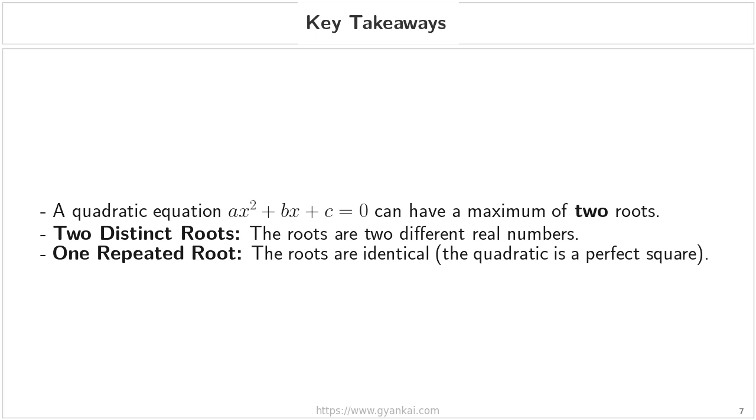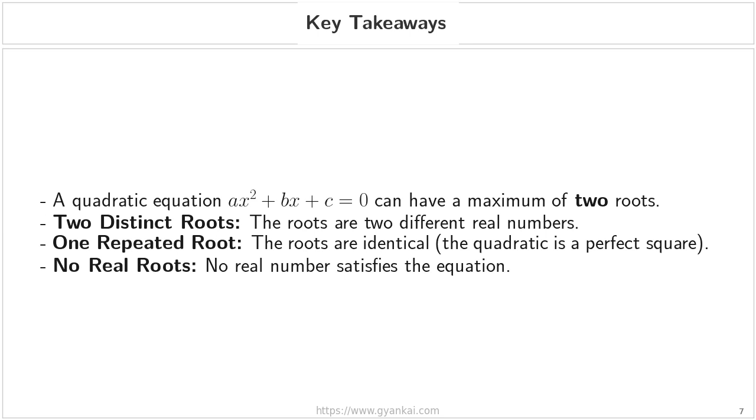Second, we have one repeated root. This happens when the quadratic is a perfect square, meaning both factors are identical. In this case, the 2 roots are actually the same numerical value, much like the single moment a ball reaches its peak height. And finally, we have the case of no real roots. This occurs when no real number can satisfy the equation, such as when we try to find a height that the ball simply never reaches. Keep these 3 categories in mind, as they are the foundation for everything we will do next, especially when we start looking at how to identify these cases using the discriminant.